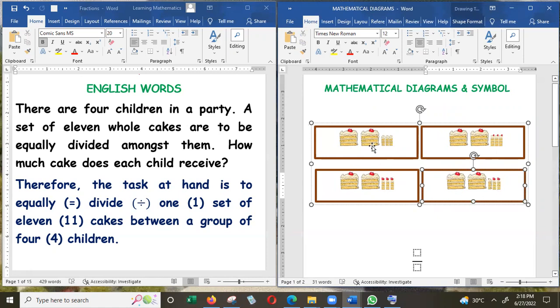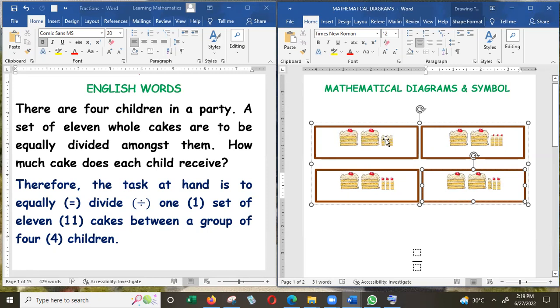As you can see. So therefore, this is 1, 2, 3 out of 4. Okay, 4 of these slices will make a whole. All right, so bear that in mind. So this is 1 out of 4, 2 out of 4, 3 out of 4. So this is 3 quarters. Okay, so each child received 2 whole cakes and 3 quarters of a cake.